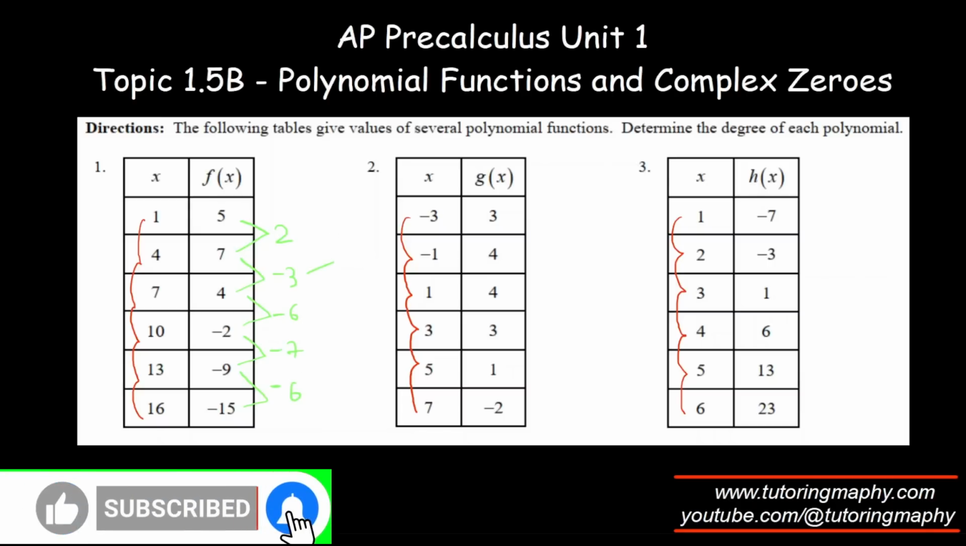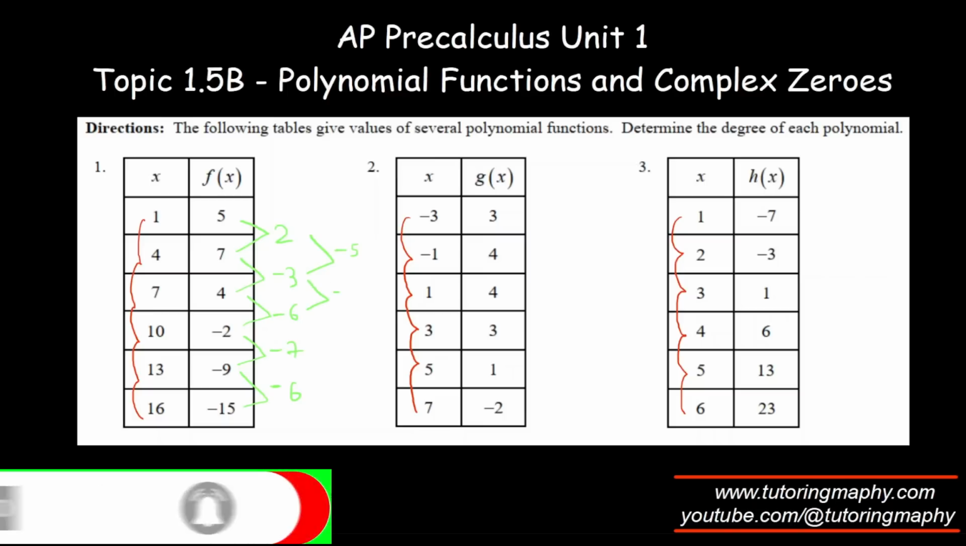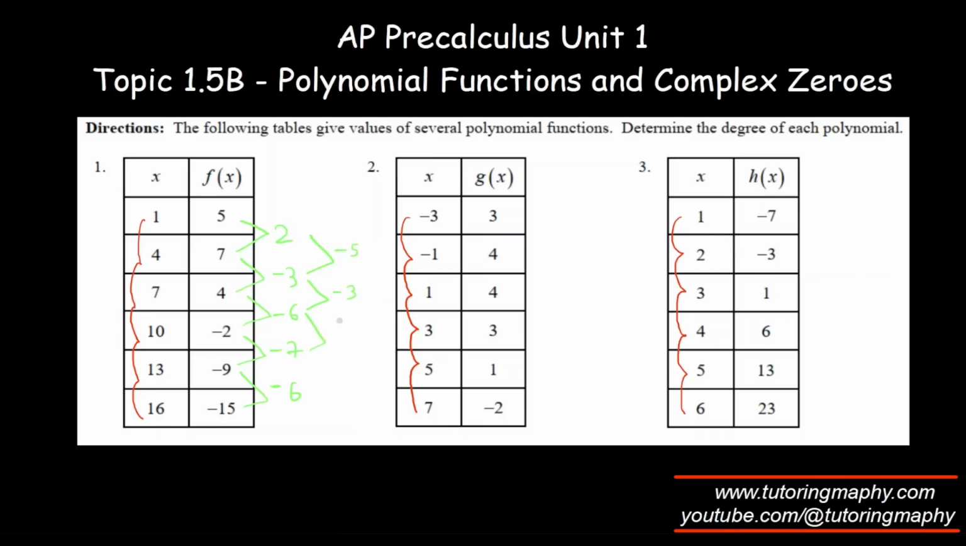So the second difference is negative 3 minus 2, which is negative 5. Negative 6 minus minus 3 is negative 3. Negative 7 minus minus 6 is negative 1. Negative 6 minus minus 7 is 1. That's so sad. It's not equal as well.